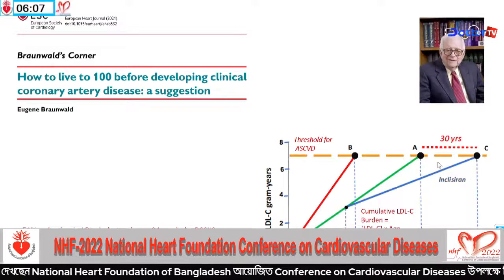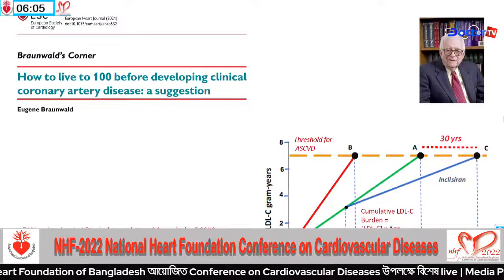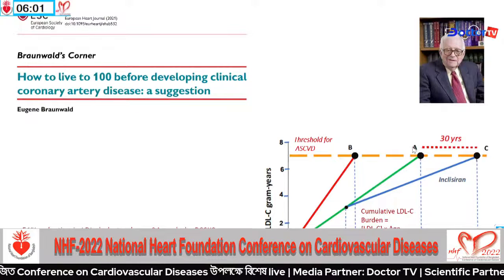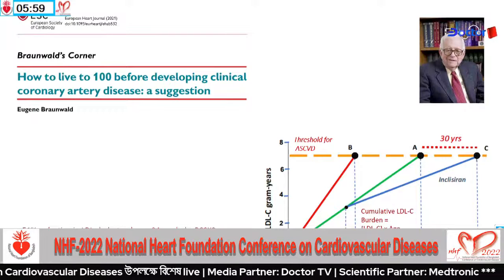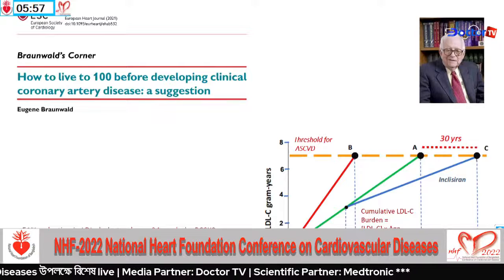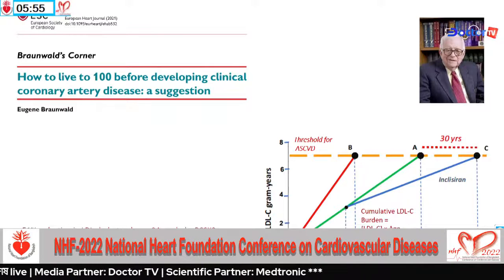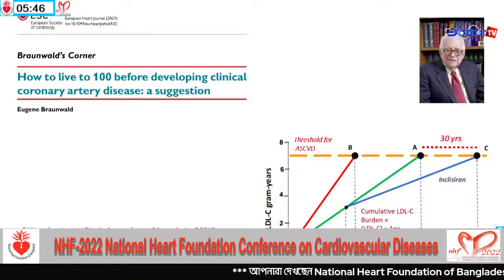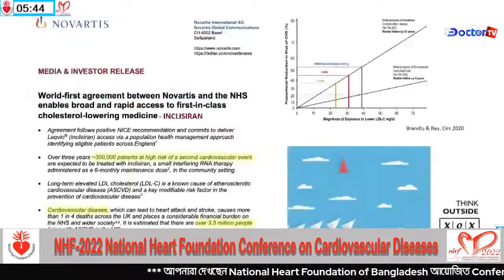And one can add 30 years to the person's life until he develops the threshold for the clinically critical atherosclerotic cardiovascular disease. And a subject, if started on inclisiran once a year, would be able to live up to 100 years without developing significant coronary artery disease or reaching a threshold for critical coronary artery disease.